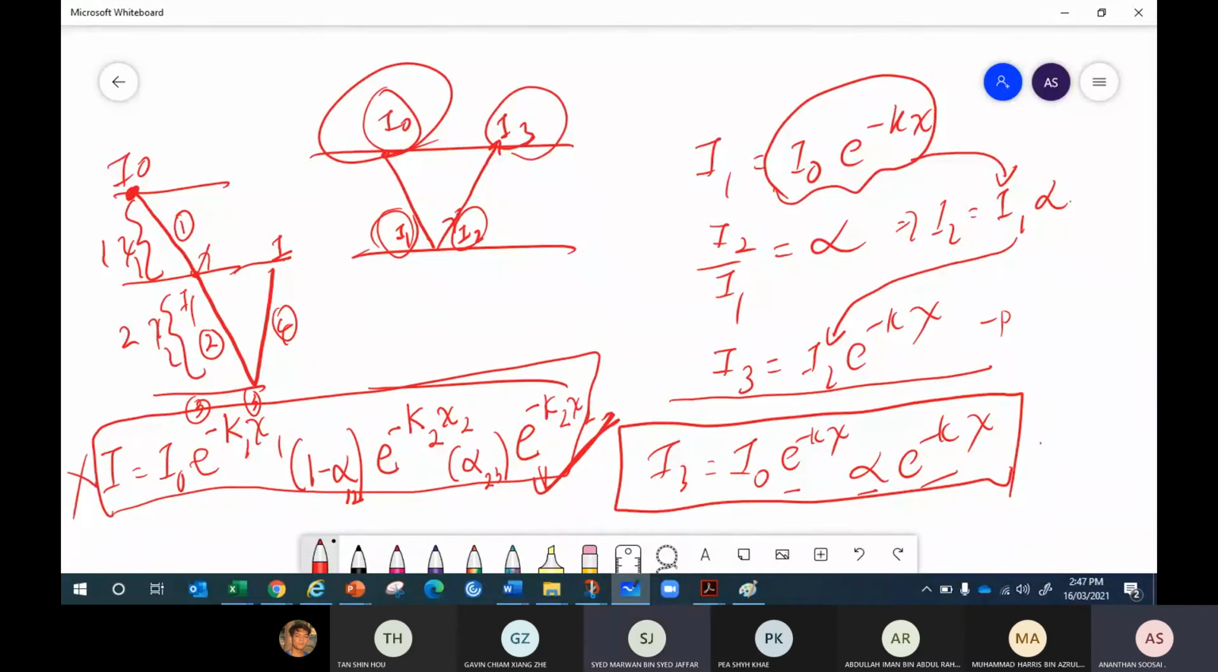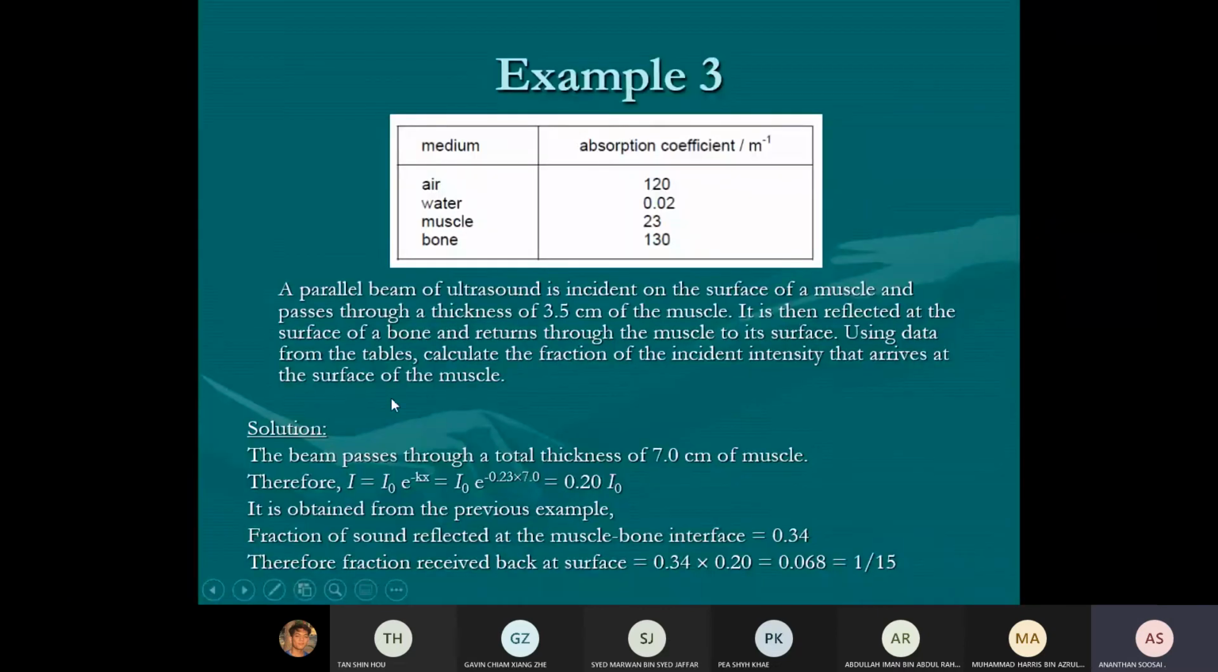This never happened. Normally what they ask is just one layer. You got the idea? Okay. So no need to go one by one. If you go one by one, you get confused. Just go from the beginning to the end. If absorbed, just e. If reflected, alpha. If transmitted, use 1 minus alpha. Any questions? No questions. Okay, that's a calculation here. You see the beam through the total thickness.